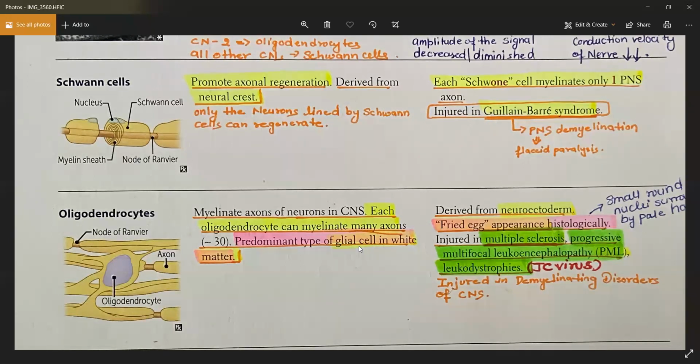And that's exactly what happens in multiple sclerosis. Because in multiple sclerosis, you will have an autoimmunity against the oligodendrocytes, and as a result, the myelin will be lost. You will get some plaques in the white matter, and these are nothing but the demyelinating plaques. Because of loss of the myelination, you will get a grayish appearance in the white matter, right?